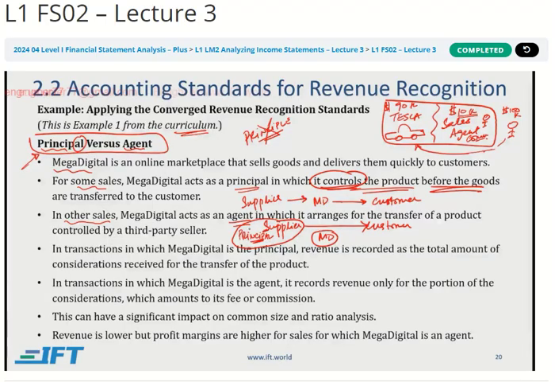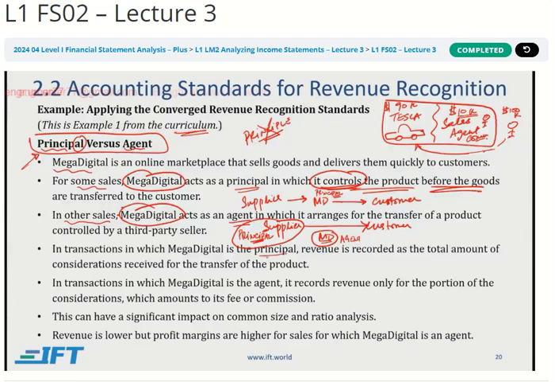And in the second case, Mega Digital is just an agent, and the supplier is the principal. However, in the first case, Mega Digital is taking ownership or control of the product, and therefore Mega Digital is the principal. So clearly, in the first case, Mega Digital will record a much larger revenue, and in the second case, Mega Digital will record only the commission that it is going to generate from facilitating the sale between the supplier and the customer.